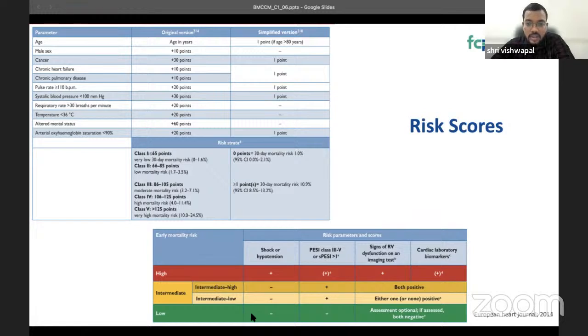And in the low risk, the patient is not in shock or hypotensive and doesn't fall under PESI class 3 to 5, and any other assessment is optional. Even laboratory biomarkers and RV dysfunction are negative for the patient. The patient falls under low risk PE.